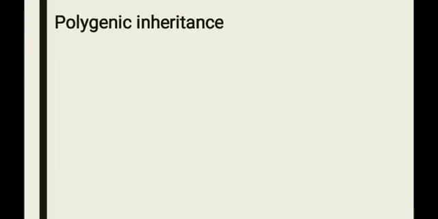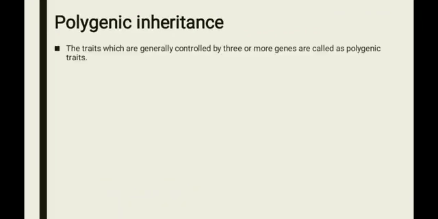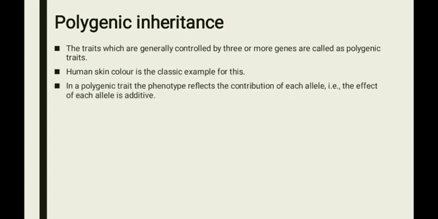What is polygenic inheritance? The characters which are generally controlled by 3 or more genes are called polygenic traits, inheritance, or characters. The classic example for polygenic inheritance is human skin color. In a polygenic character or trait, the phenotype reflects the contribution of each allele, that is, the effect of each allele is additive.